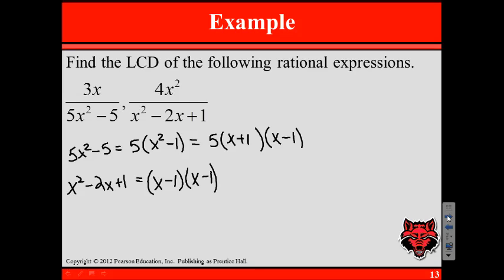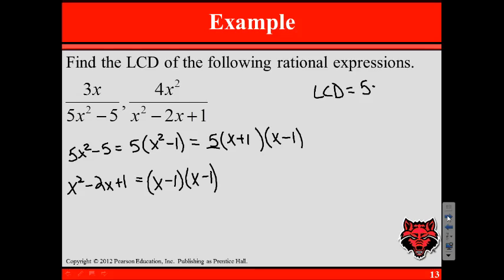So now we have our two factorizations. And in those factorizations, the unique factors are 5, x plus 1, and x minus 1. Let's look and see where it shows up the most times in each factorization. So we start with 5. We have one factor of 5 in the first factorization, 0 factors of 5 in the second factorization, so the most we ever see it is once.